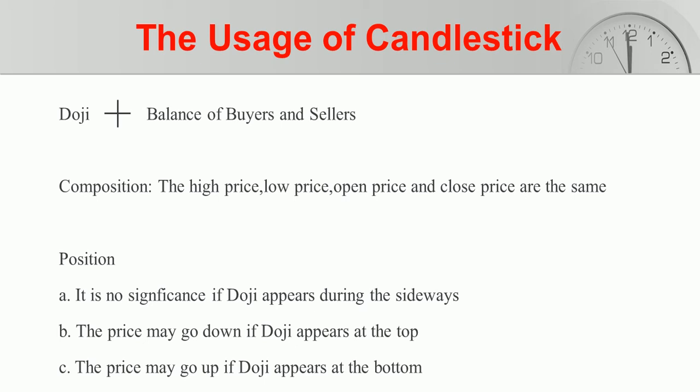It has no significance if a Doji appears during sideways movement. If you see the price is in sideways and the Doji candlestick appears, you should know there's no significance. Okay. So the next one, the price may go down if a Doji appears at the top. Okay. If you see the price continue to go up, then a Doji appears, you should pay more attention because the price may go down.